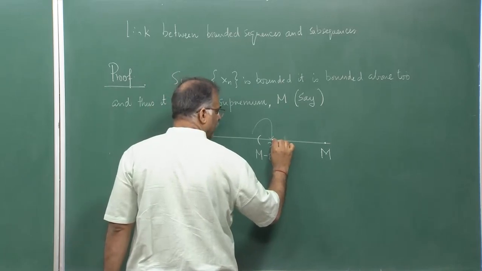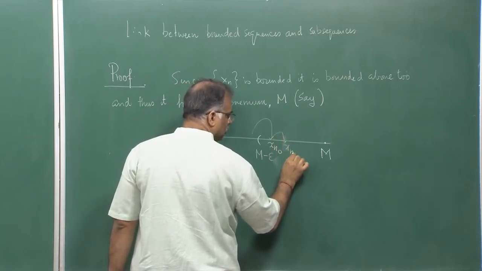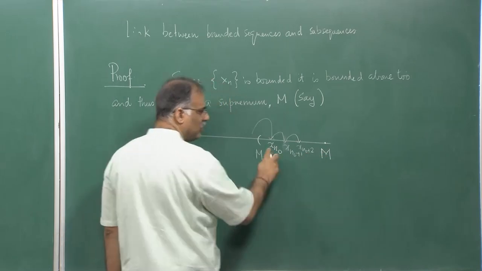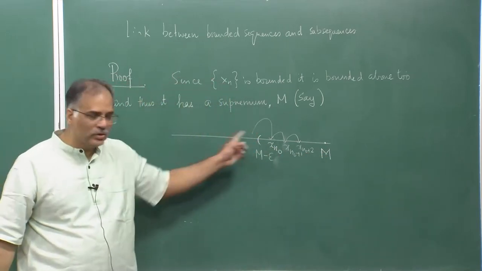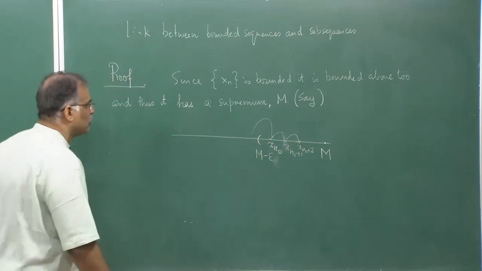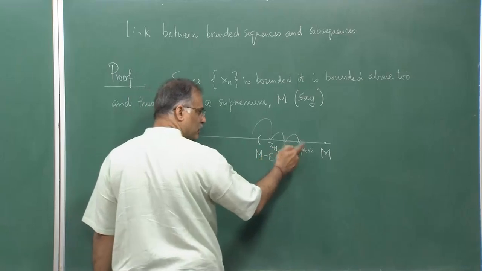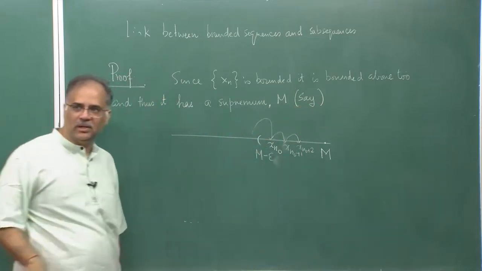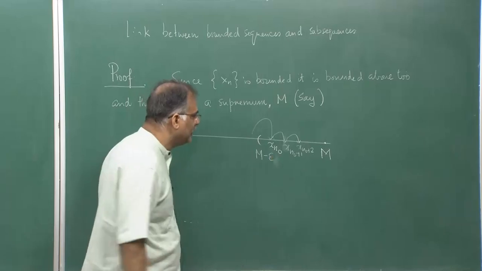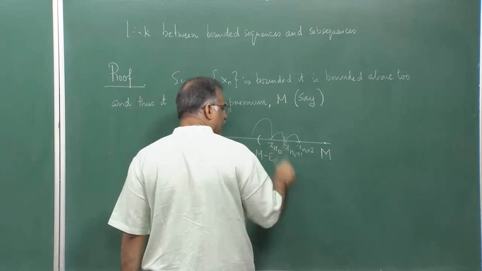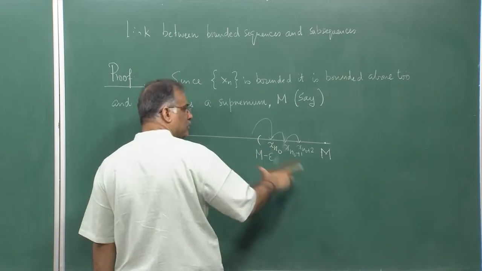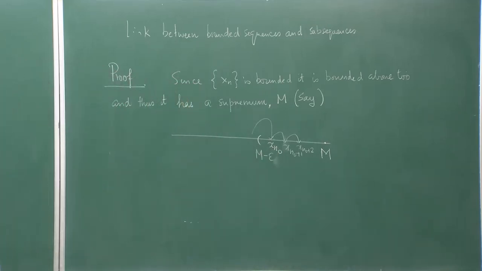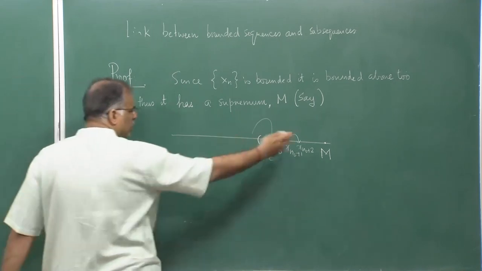Now anything X N naught plus 1, X N naught plus 2, everything lies here, because everything is bigger than X N naught. So everything should be inside this interval. So X N naught is bigger than M minus epsilon, so any n for which n is bigger than N naught must be bigger than M minus epsilon. So for all xn, the distance between xn and M, because M is a supremum, is always less than epsilon. It's obvious. So you see how, just by drawing, geometry lets you do the thing.